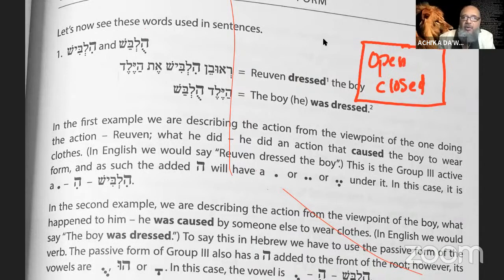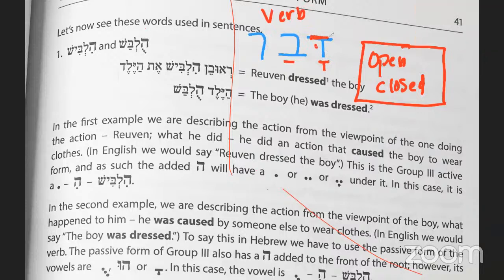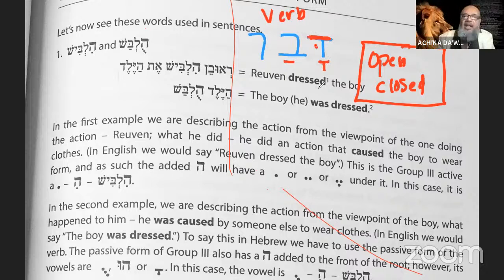If you use the word davar, that's a dalet right there, and then you've got a bet, and then you've got the resh. When we talk about open and closed, this is a very simple way to see it, because this is a verb, and davar means to what, if anybody can tell me? Speak. It means to speak. So there's this idea behind open and closed.